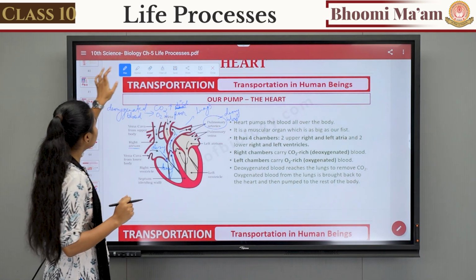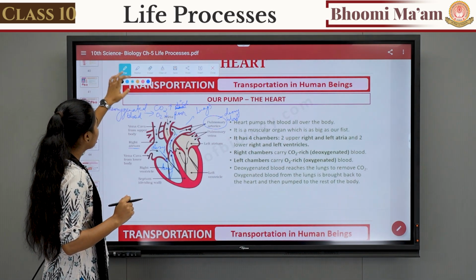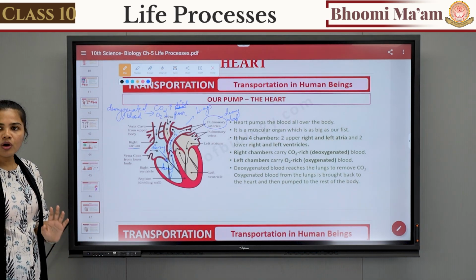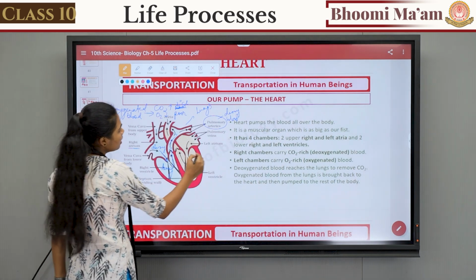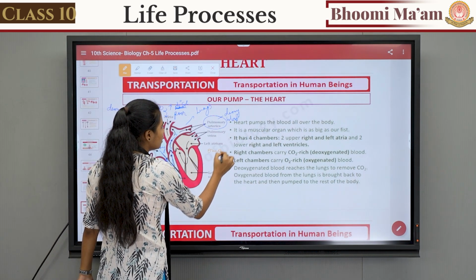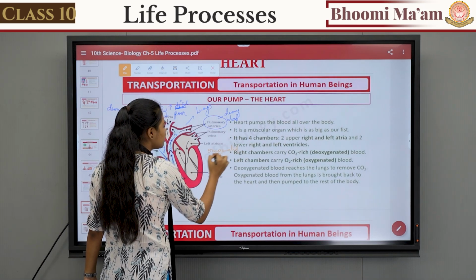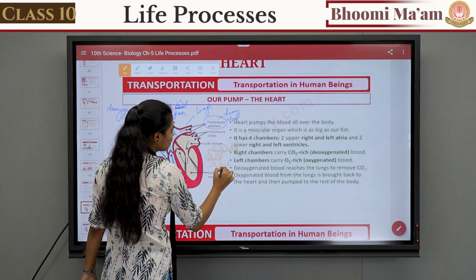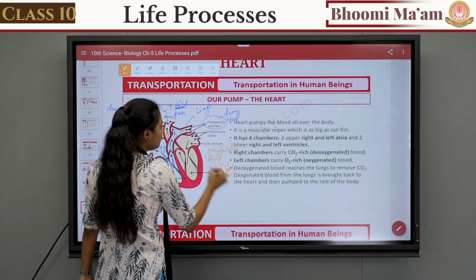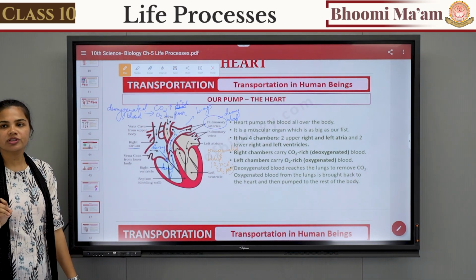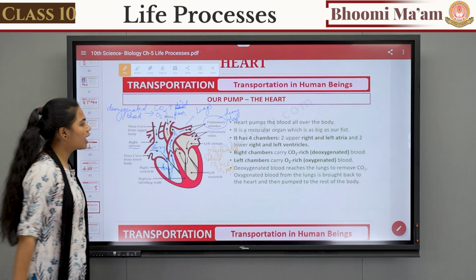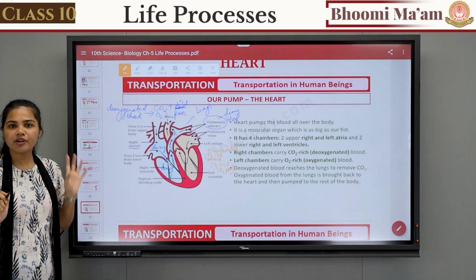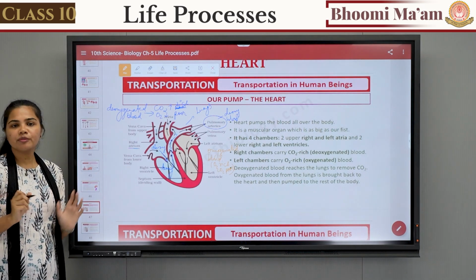So you should remember that the left side of the heart always carries which type of blood? Oxygenated blood. Which type of blood? Oxygenated blood. So oxygenated means, as the name suggests, it is oxygen rich but carbon dioxide poor blood, right? Oxygen rich but carbon dioxide poor blood. So as the blood gets entered towards this, what? Which part? Left atrium.